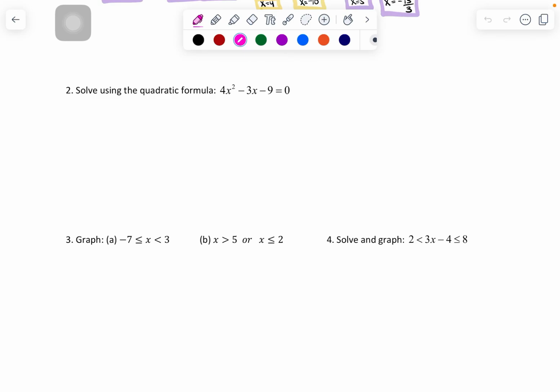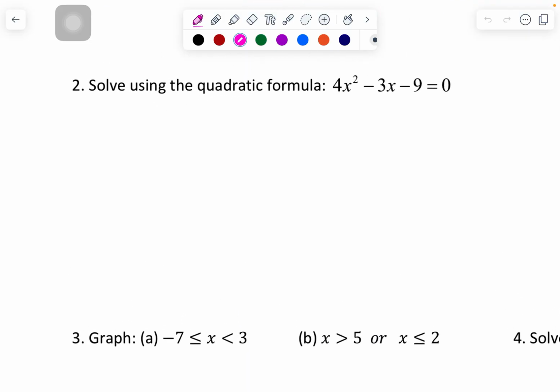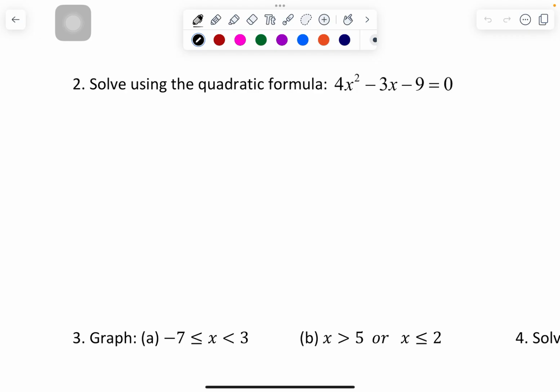For the second video of Notes 45, this is going to be a combination of a few different problems, going through the front of the note sheet. So problem number 2 is what we're going to start with, and it says to solve using the quadratic formula.